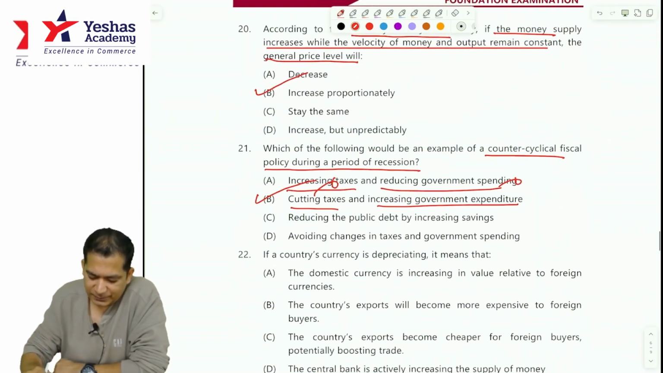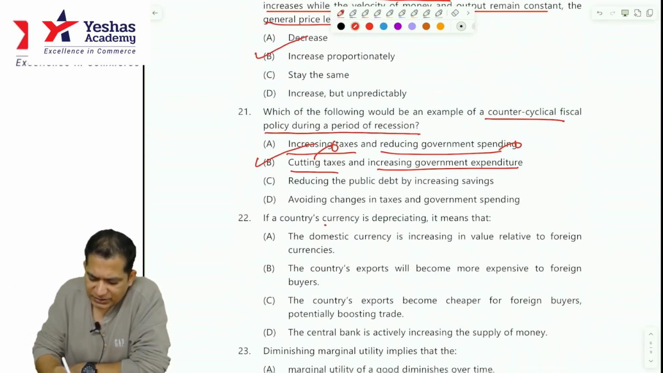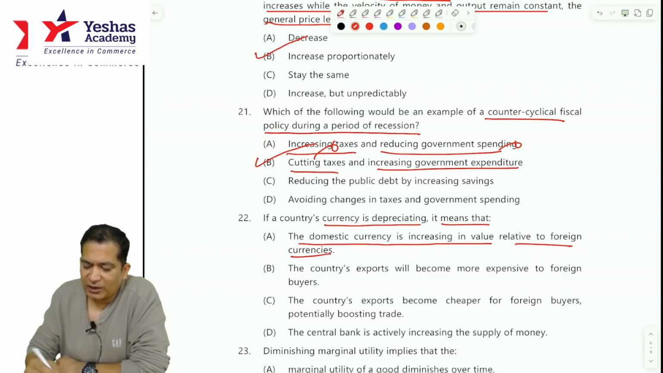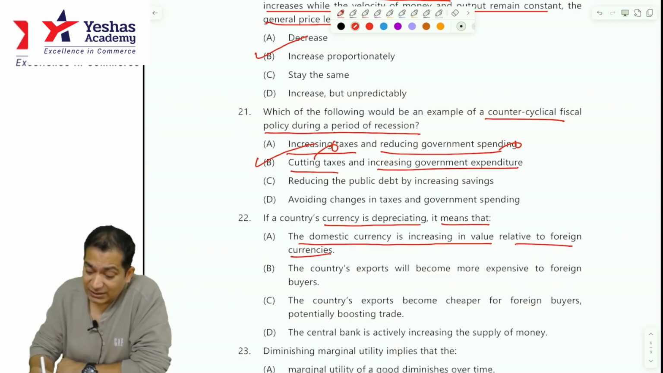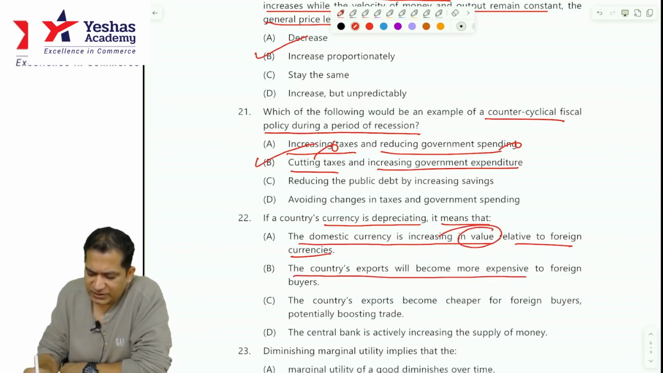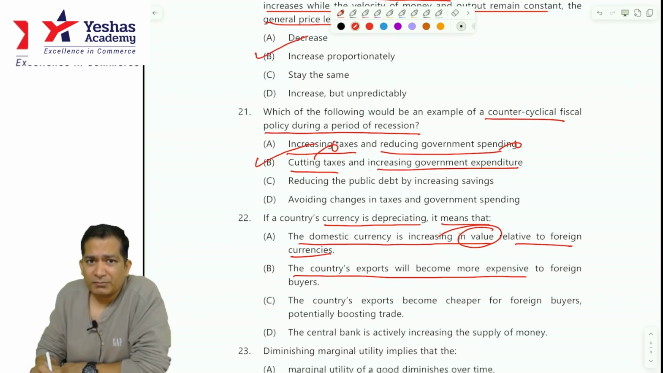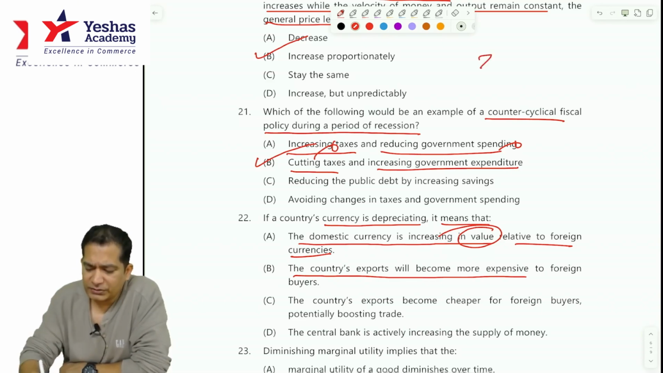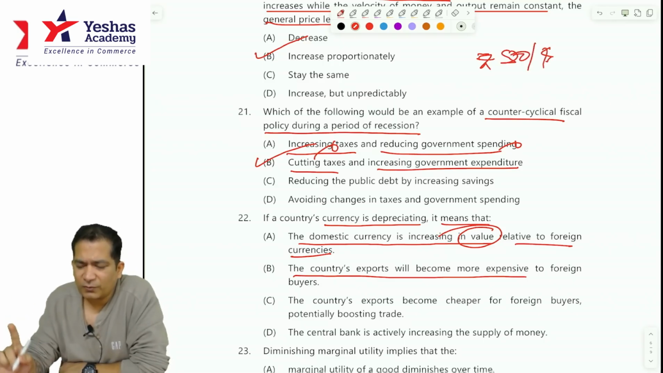T means direct taxes. A country's currency is depreciating. It means that the domestic currency is increasing in value relative to the foreign currency? No. When the value of domestic currency is increasing, it means domestic currency is appreciating. The country's exports will become more expensive? No, exports will become cheaper. Because if $1 was rupees 80 per dollar and I exported for $1,000, or let's say $1 million, when I receive $1 million, I will get, by converting in India, 8 crore rupees.